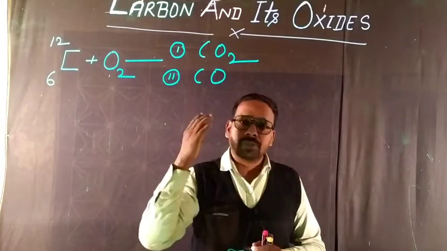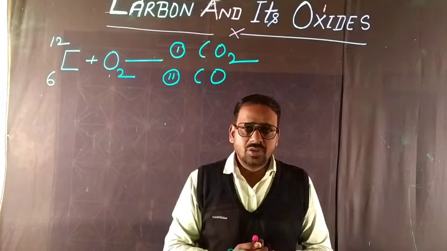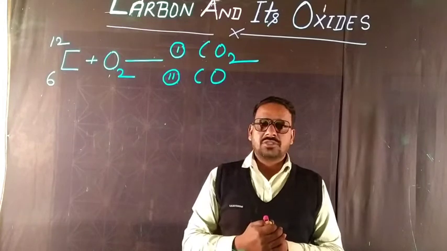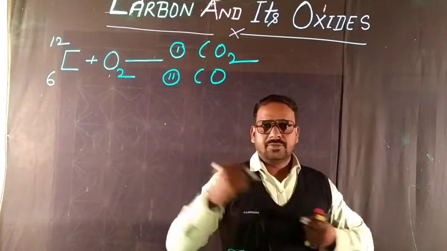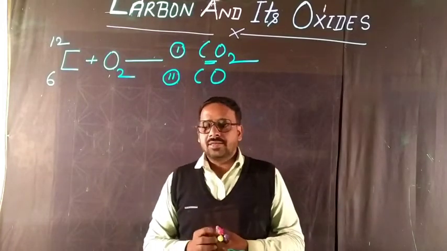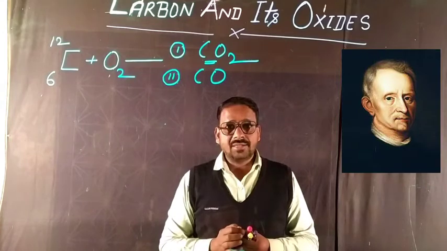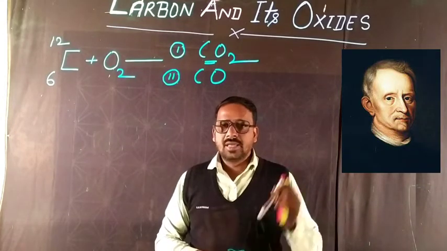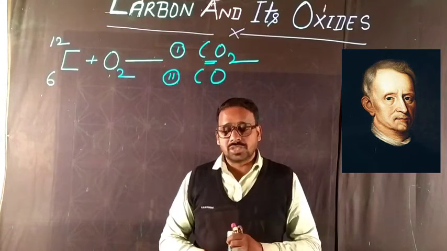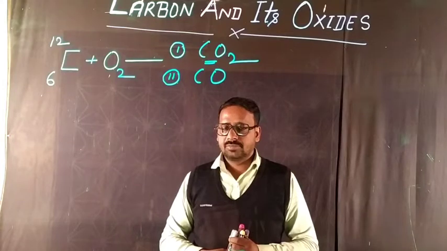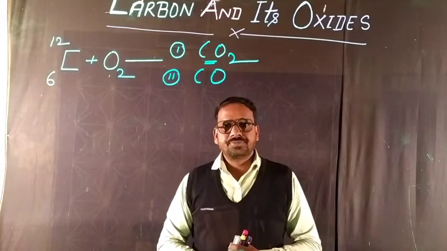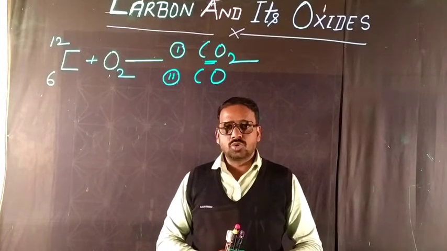Before coming to the preparation and the physical properties, first we have to know who discovered it. Carbon dioxide was first discovered by Van Helmont. You can see the figure. In 1630, by the burning of charcoal, and he named it carbonium.